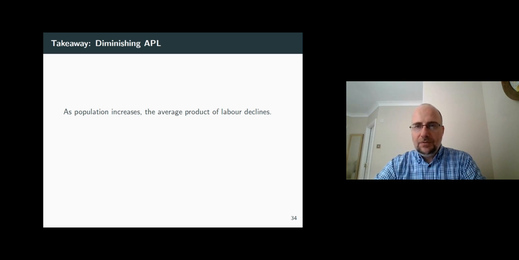This class of production functions that we see here were typical of the production processes at the onset of the Industrial Revolution. For those production functions, an increase in the amount of labor leads to a decline in the average product of labor. What does this tell you about our Malthusian world?